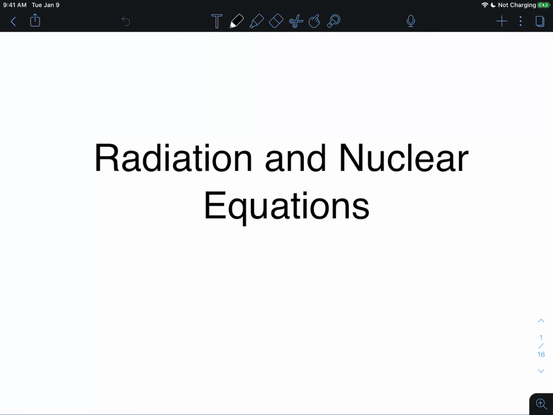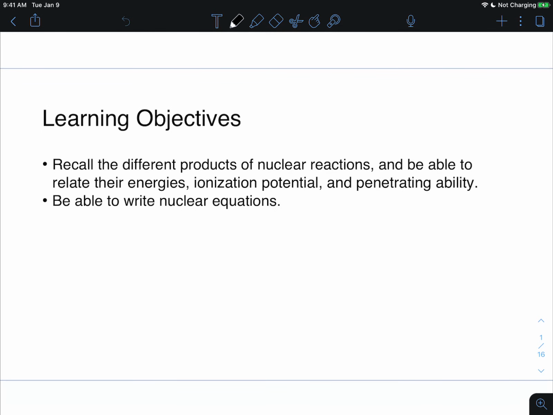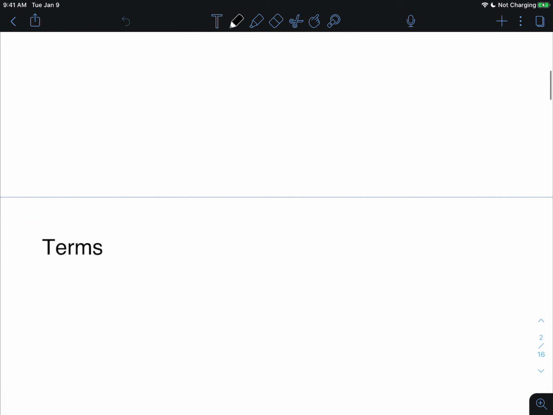Hey guys, today we're going to be looking at radiation and nuclear equations. So in this video, by the end of it, you should be able to know the different products of nuclear reactions. You should be able to relate their energies, ionization potentials, and penetrating ability, and write some general nuclear equations.